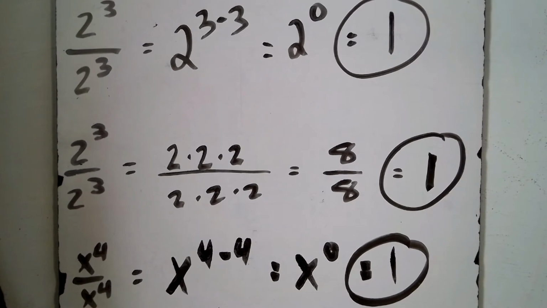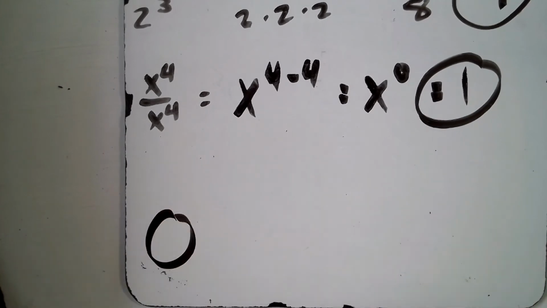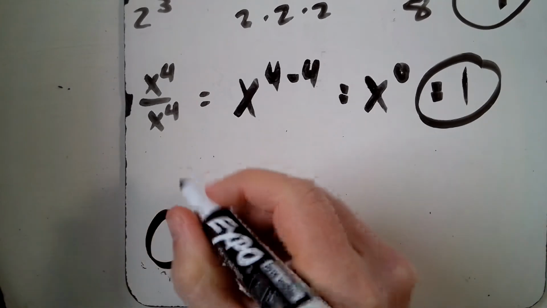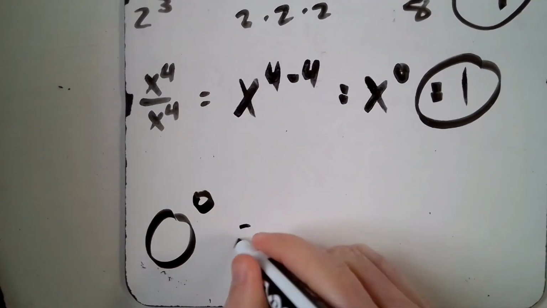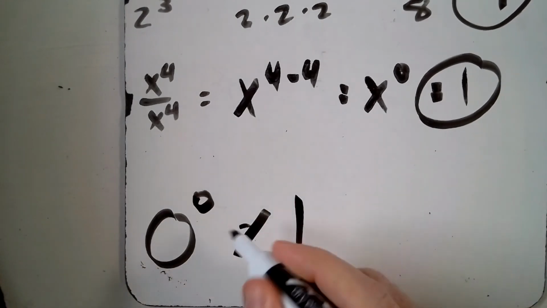Okay, that is our basic rule. Now, in all rules, there are some exceptions. This rule does have one key exception. Your key exception is 0. If 0 is my base and I raise it to the 0 power, that will not equal 1.